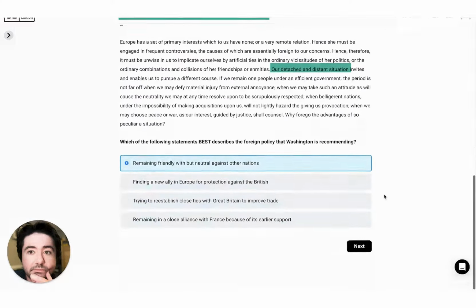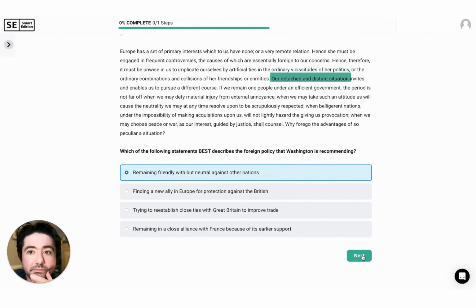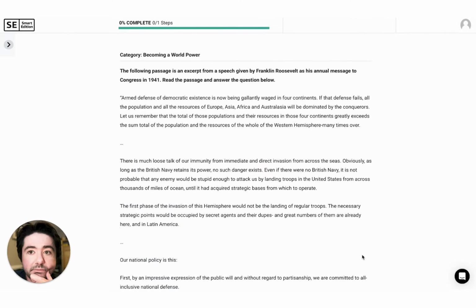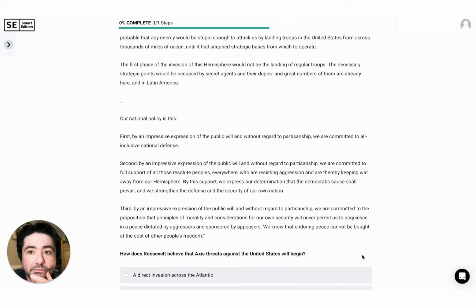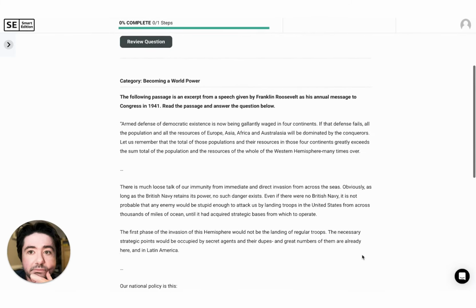Okay, question 5. Coming up, question 6. New big passage, a lot going on, but let's take a look at what's it about and then jump to the question. Category, becoming a world power. The following passage is an excerpt from a speech given by Franklin Roosevelt as his annual message to Congress in 1941, just before our entry into World War II. Read the passage and answer the question.